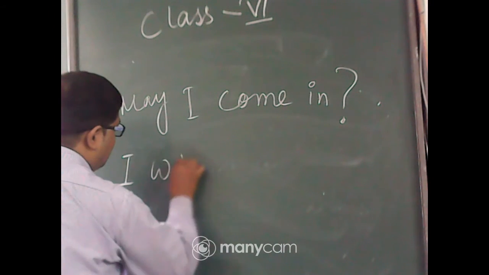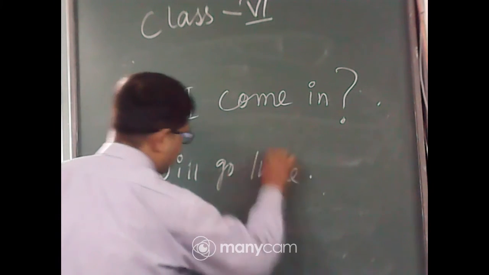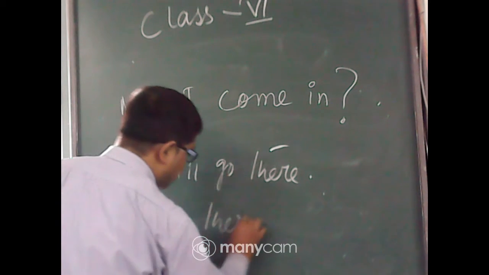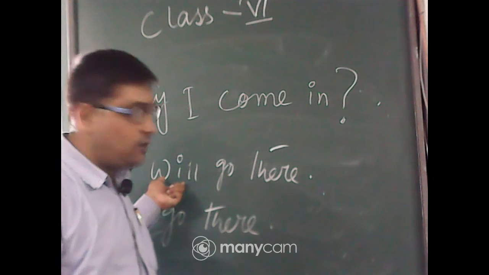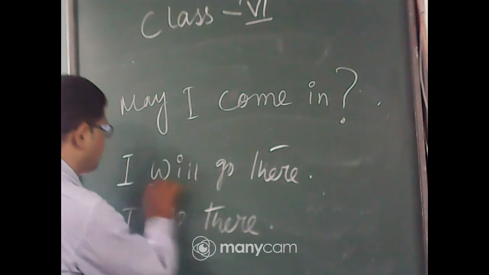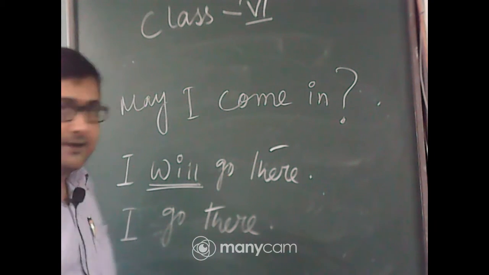I will go there and I go there. Do you know what is the difference between these two? Will is also a modal verb. I will go there and I go there.